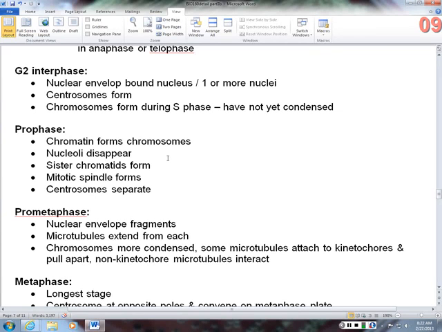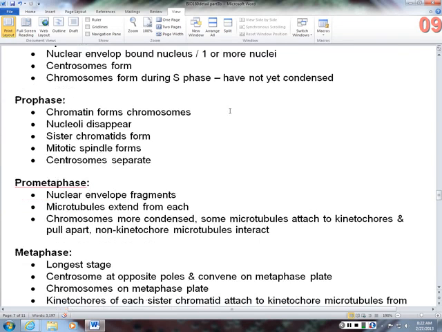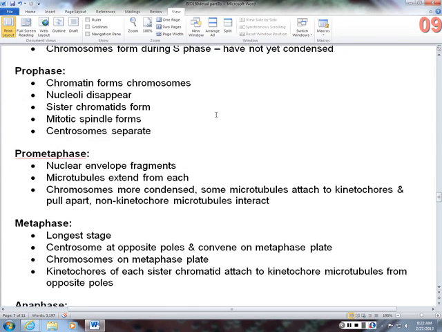In prometaphase, you're going to have the nuclear envelope in fragments. You're going to have the microtubules extend from each end, and the chromosomes are more condensed. Some of the microtubules are going to start to attach to the kinetochore in the chromosomes and begin to pull it apart so that you can have the non-kinetochore microtubules stretching across as well. So this is showing kind of the middle of the prometaphase.